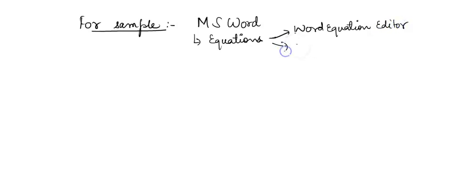So for sampling, only for the samples, you have to use MS Word firstly. In this MS Word, for equations, you can use either the Word equation editor which is inbuilt in MS Word, or you can use the software which is known as MathType. This software will allow you to type the equations and then you can copy it and paste it in your MS Word.